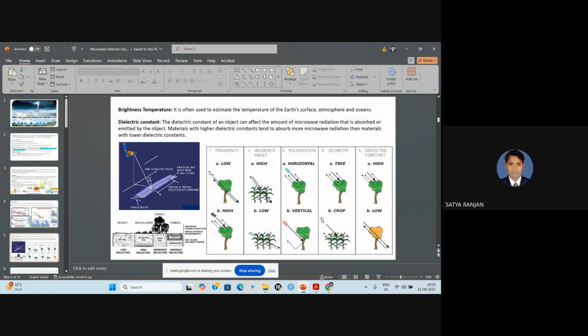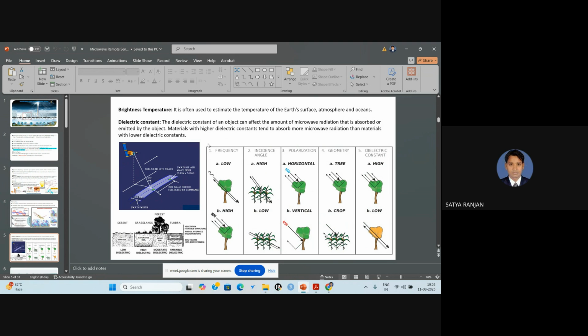Then these are the pictures of the frequency, incident angle, and polarizations. This is one of the polarizations, the horizontal polarization. This is the vertical polarization, and the different geometry of the trees and different dielectric constants. The dielectric constant is basically the property of the object that affects the amount of microwave radiation that is absorbed or emitted by the object.